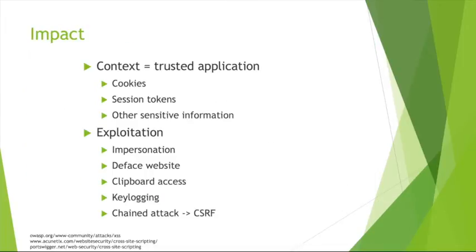Because the code is running in the context of a trusted web page or application, it can access all of the same resources as good code. Cookies, session tokens, and other sensitive information are all accessible. An attacker exploiting XSS can then impersonate their victim, deface the website affected, access the user's clipboard, and gather user credentials through keylogging. If the website interacts with sensitive information, a banking or healthcare site, for example, then that data is also at risk. And the attacker can employ all of this information to carry out more complex and serious attacks, such as cross-site request forgeries.